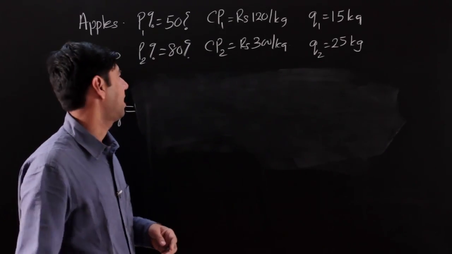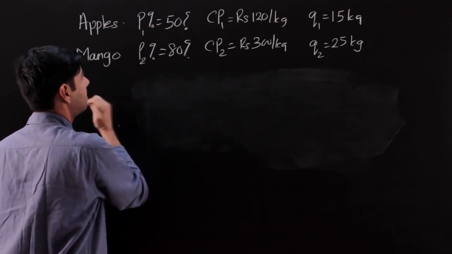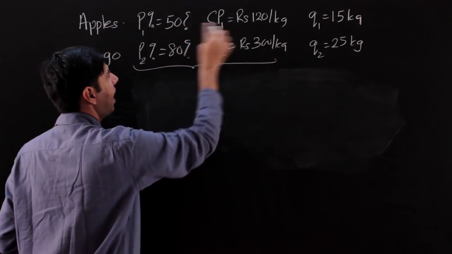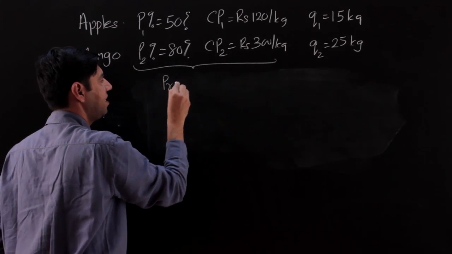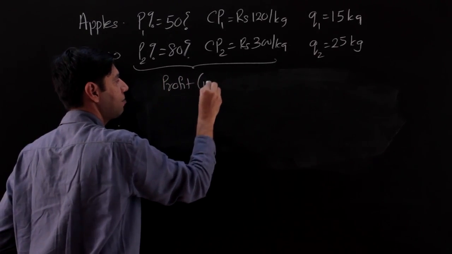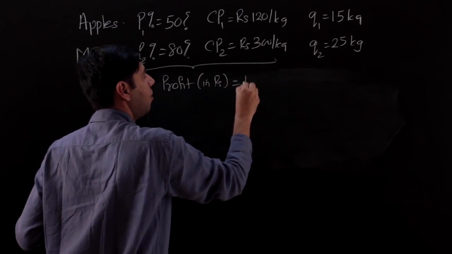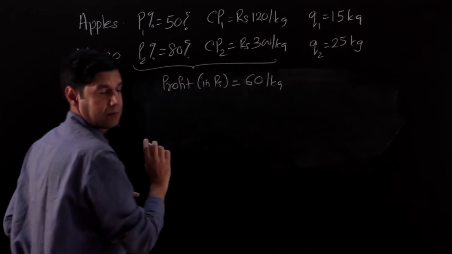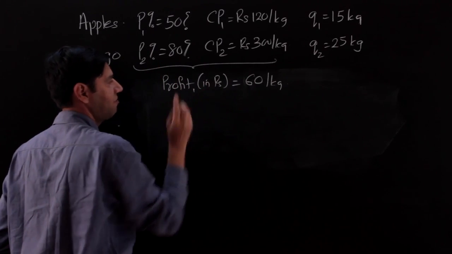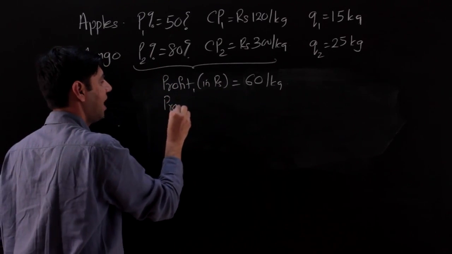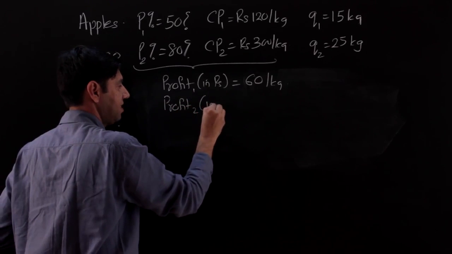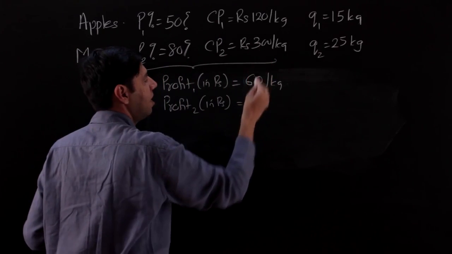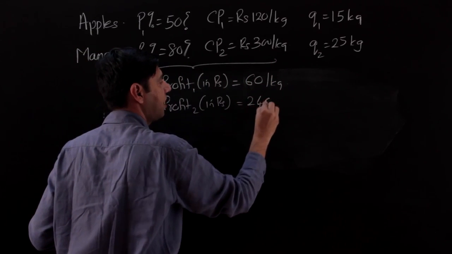one might end up thinking, let me convert this to a profit. Could I say I am making a profit in rupees? A profit, now I am talking about in rupees, of 60 per kg, right, for apples. So this is profit 1, and this is for mangoes. And what is the profit that I am making in rupees? That is the amount of profit on mangoes. I am making 80% of 300, that is 240 per kg.